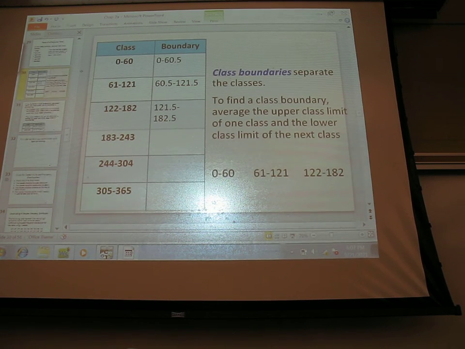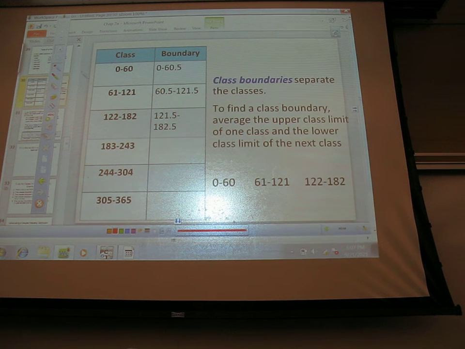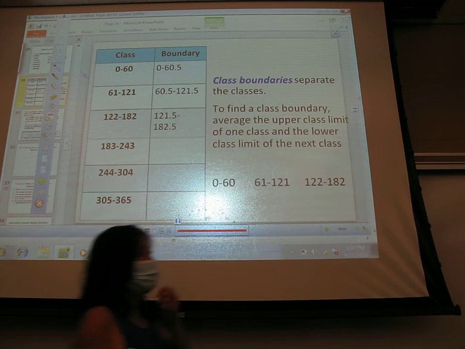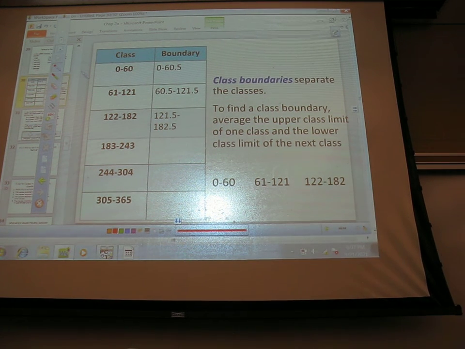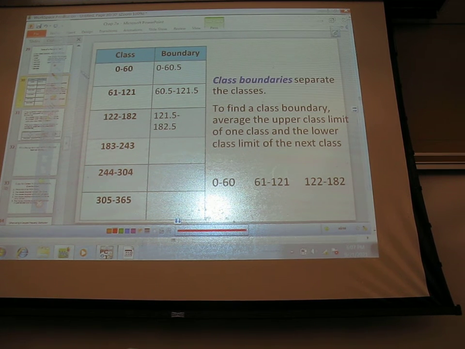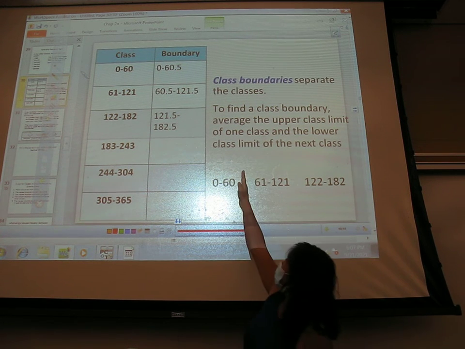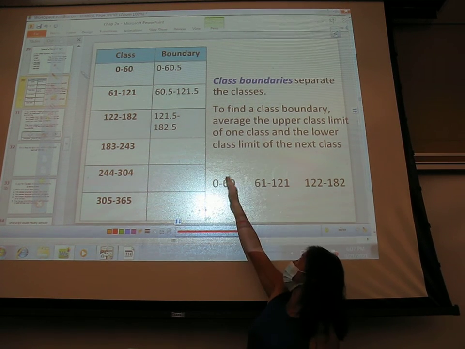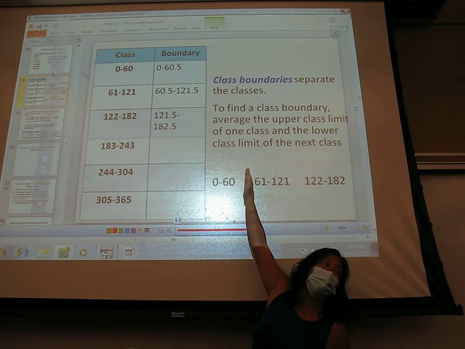Class boundaries, right? You guys are familiar with boundaries. We did boundaries last class, yesterday, right? Boundaries are the numbers that are smack dab between 2 classes. So here I have a class 0 to 60. I have another class 61 to 121, and I have another class 122 to 182. The boundary between these classes is a number smack dab between them, the number smack dab between 60 and 61.